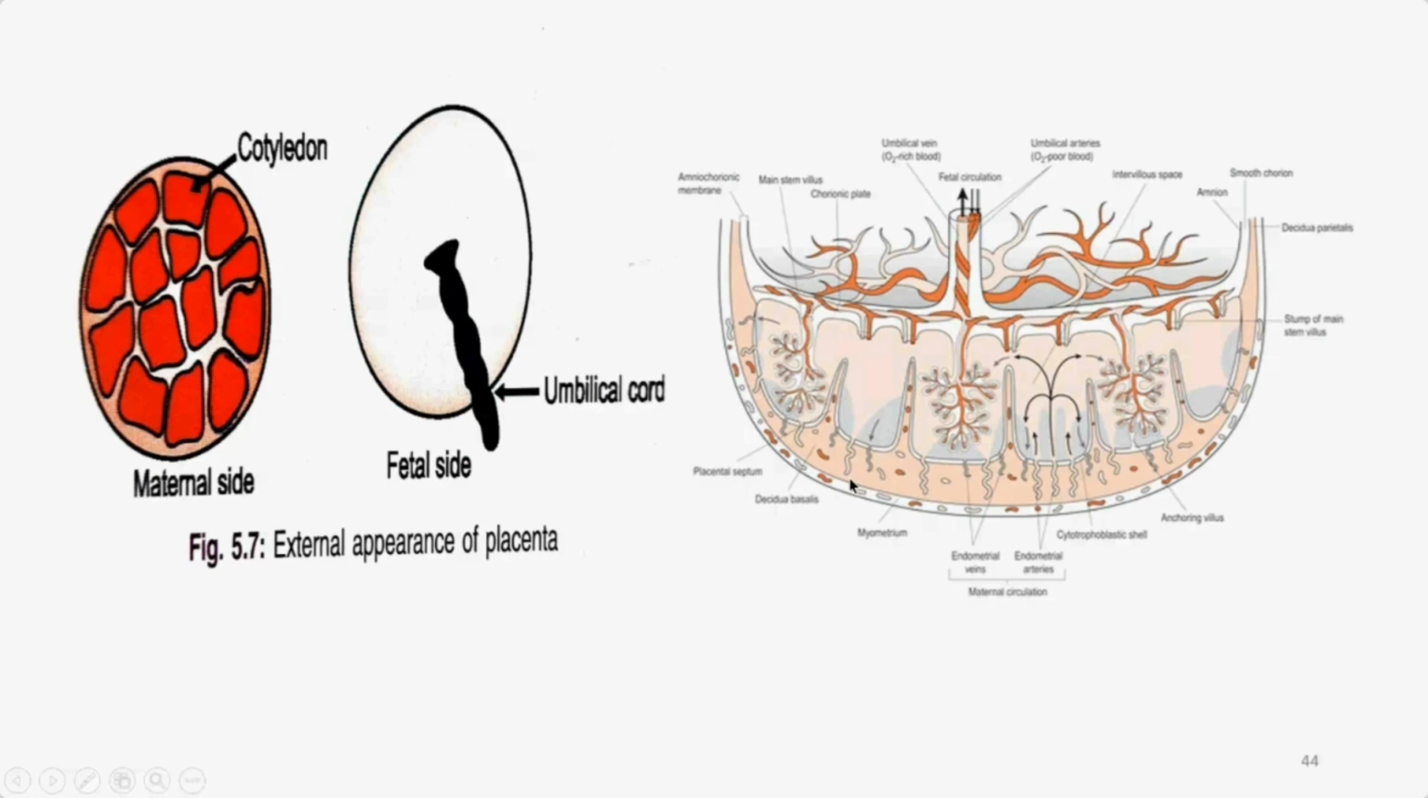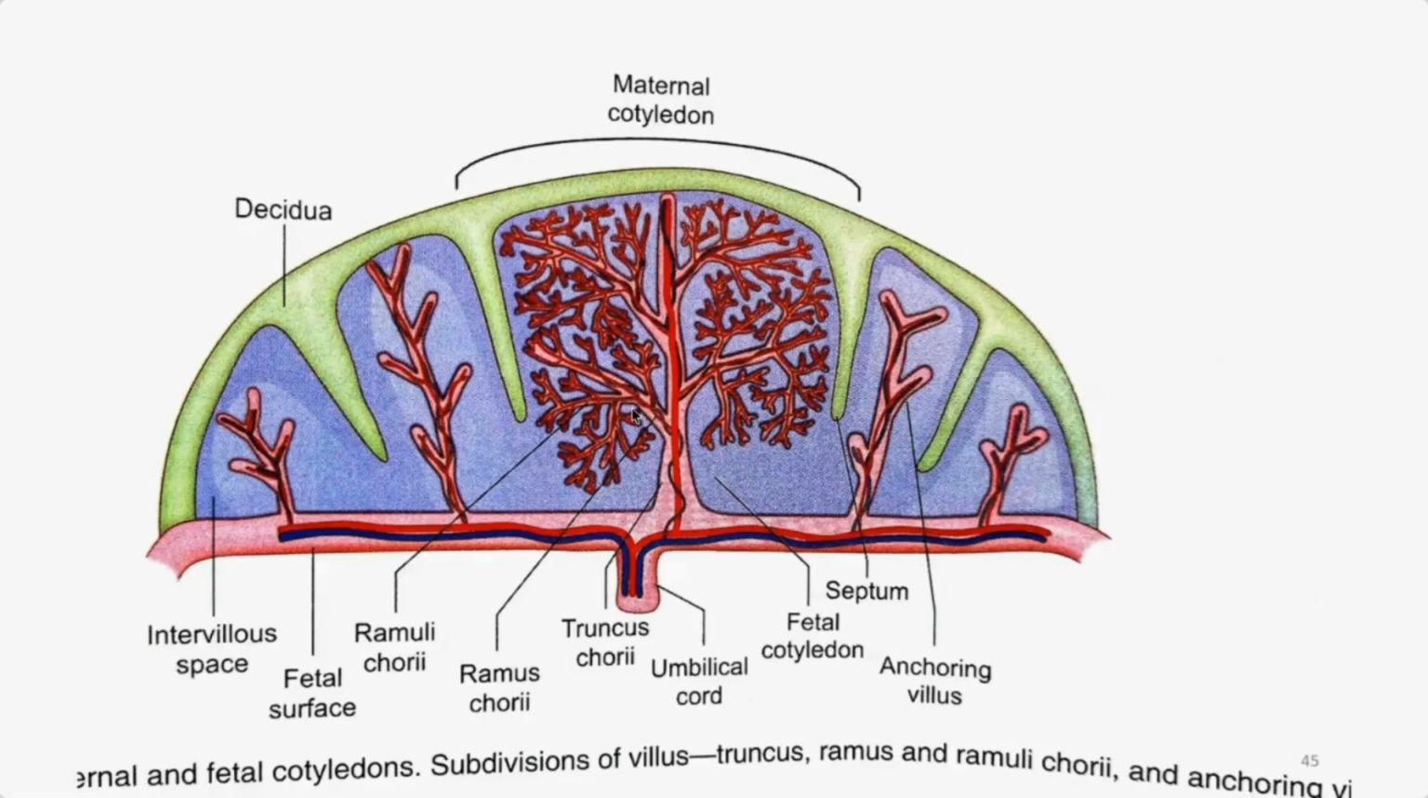And from the maternal side, the eroded artery opens into the lacuna, and they pour their blood into the lacuna. So that's how the placenta is formed. Here again there are side branches of the villi, and how they fill the intervillous space.